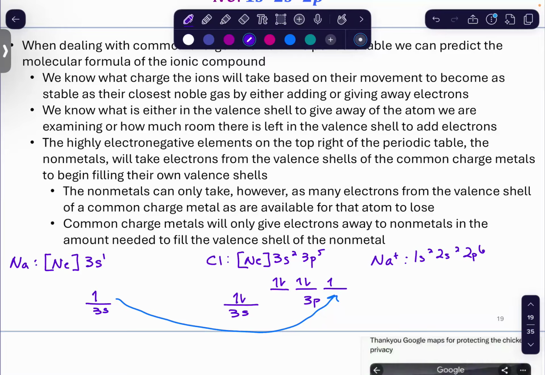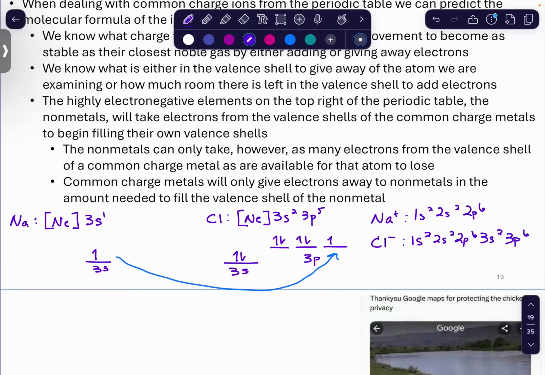With its valence shell full, chlorine will become chloride, a -1. And because you have a +1 and a -1, you will get sodium chloride. You can look at that as a -1 and a +1, and those two neutralize.